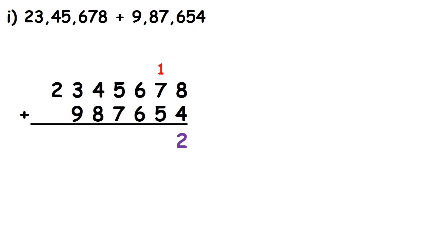Now let us add the next numbers in the column. 7 plus 5, that is 12, plus 1 is 13. So 1 will be carried and we will write down 3. 6 plus 6 is 12, plus 1 is 13. Next, 5 plus 7 is 12, plus 1 is 13. 8 plus 4 is 12, plus 1, 13. 9 plus 3 plus 1, that is 13. And the last column, 1 plus 2, that is 3. So the answer that we will get is 33,33,332.